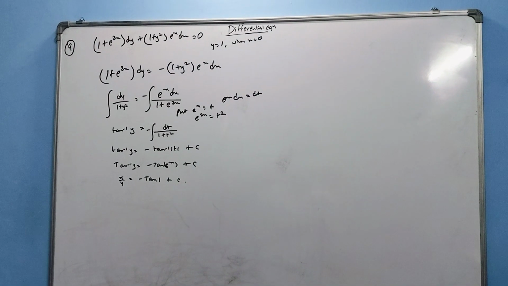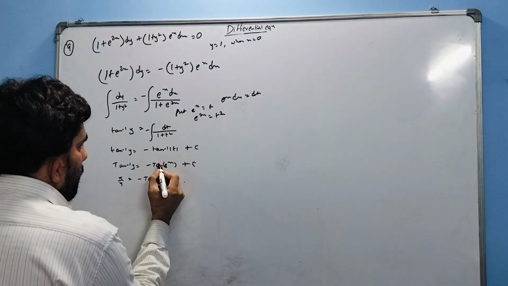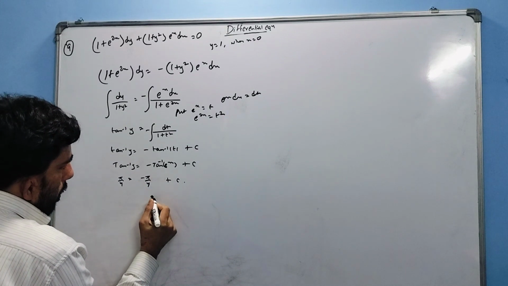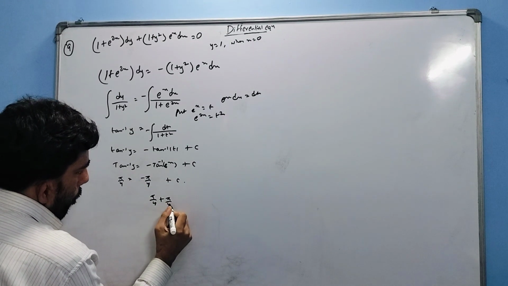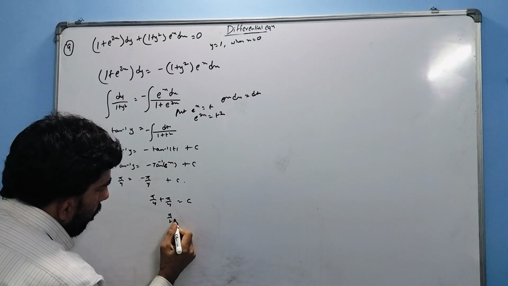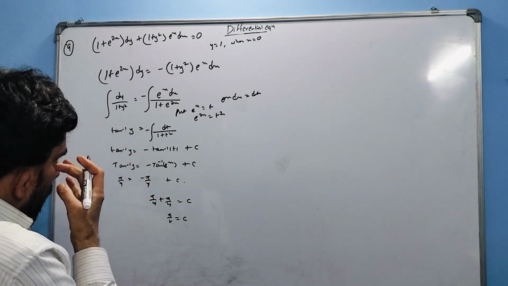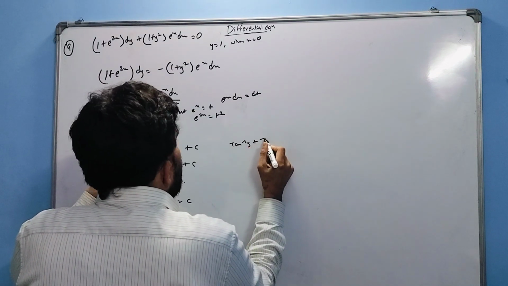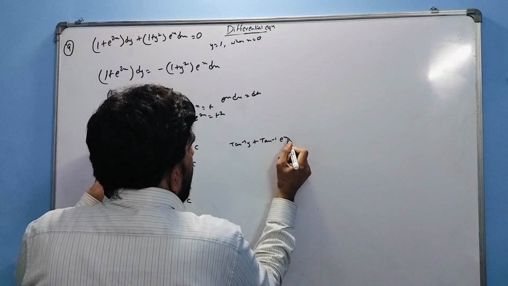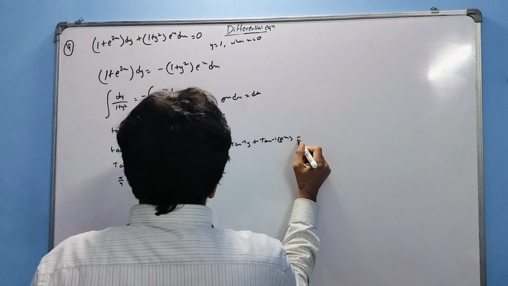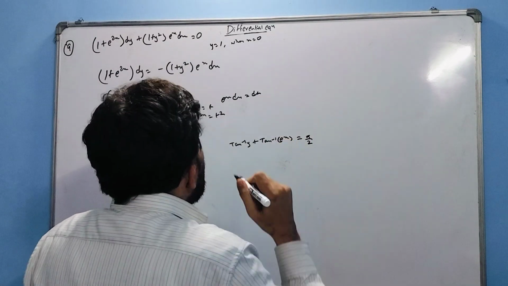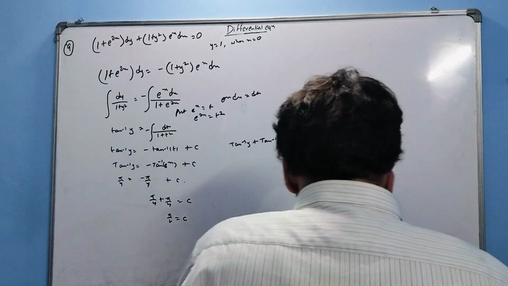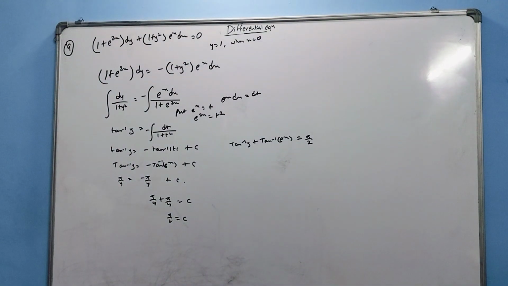So now tan inverse 1 is pi by 4, so we have pi by 4 is equal to minus pi by 4 plus c. So pi by 4 plus pi by 4 is equal to c. We have pi by 2 is equal to c. So here we can put the value, that is tan inverse y plus tan inverse e raised power x is equal to pi by 2. Okay, so that is how we are able to find the particular solution of the given differential equation.